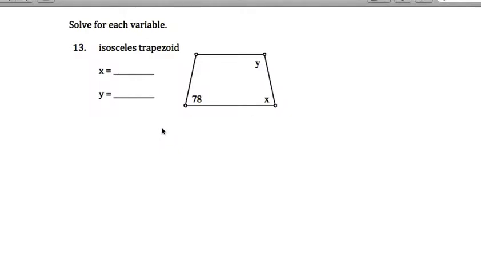The next section of your test is going to be using a lot of algebra skills combined with the properties of quadrilaterals that we have learned to help us find some missing variables or angles or side lengths and things like that. So let me walk you through examples of that.